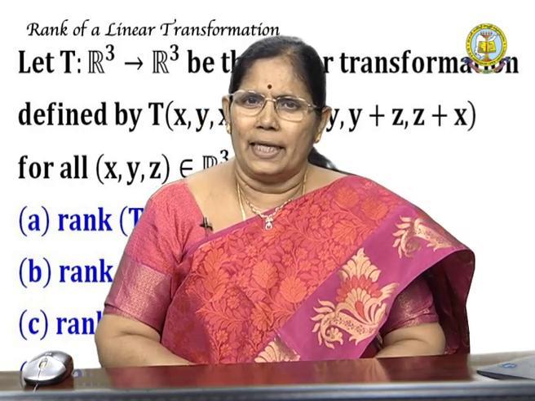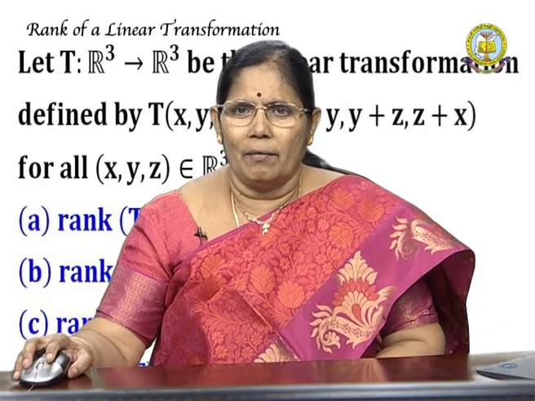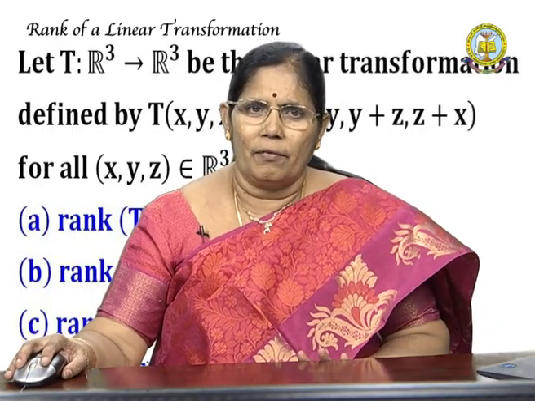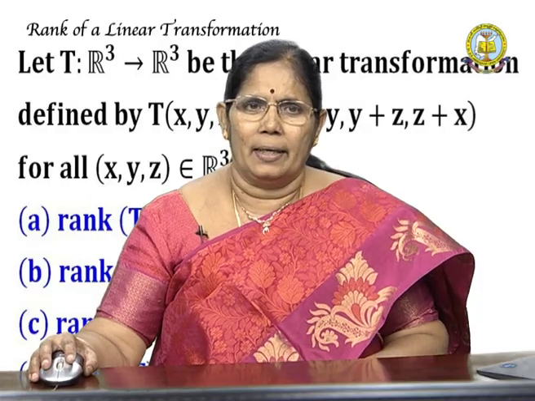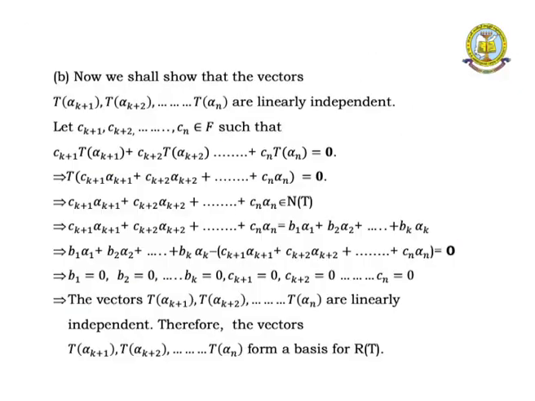So, to prove that T of alpha k plus 1, T of alpha k plus 2, etc., T of alpha n are linearly independent, consider a relation of the form Ck plus 1 into T of alpha k plus 1 plus Ck plus 2 into T of alpha k plus 2 plus and so on Cn into T of alpha n equal to 0. Apply the linearity property of T, you get T of Ck plus 1 into alpha k plus 1 plus Ck plus 2 into alpha k plus 2 plus and so on Cn alpha n is equal to 0.